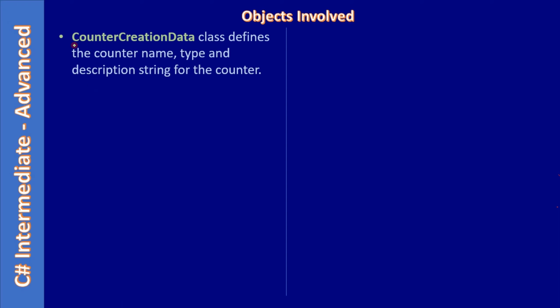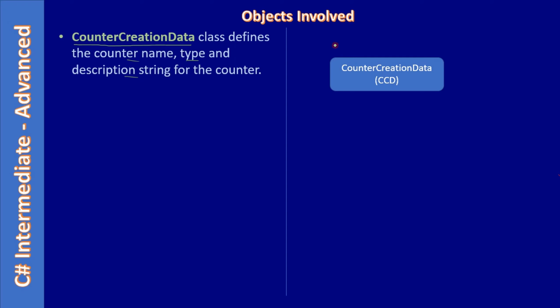So the first object involved is counter creation data. This is the class in .NET, and using this counter creation data, you can tell the counter name, type, and if any description string is required, you can specify that as well. So that's the first object you create here, counter creation data.